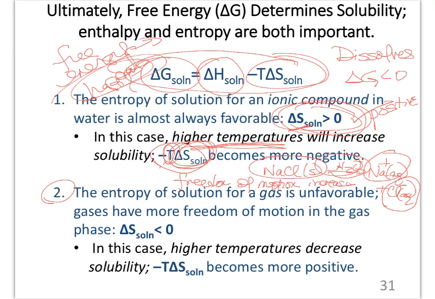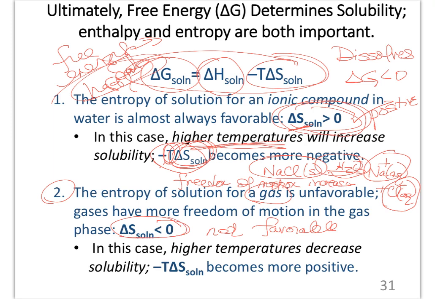The entropy of solution for an ionic compound in water is positive. It's increasing. It's favorable. Not true for a gas. You think about a gas like carbon dioxide. For making our carbonated beverages, we have to dissolve carbon dioxide, the gas, into an aqueous solution, whatever our beverage is. And in that case, the change in entropy is decreasing. There is less freedom of motion for those poor gas molecules when they're trapped in a beverage than they had on their own as a gas. So entropy is not favorable for dissolving a gas in water.